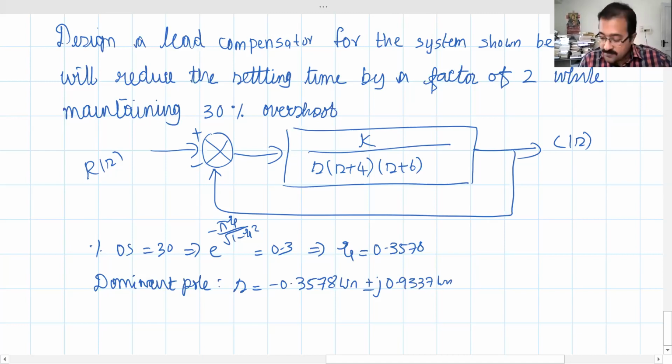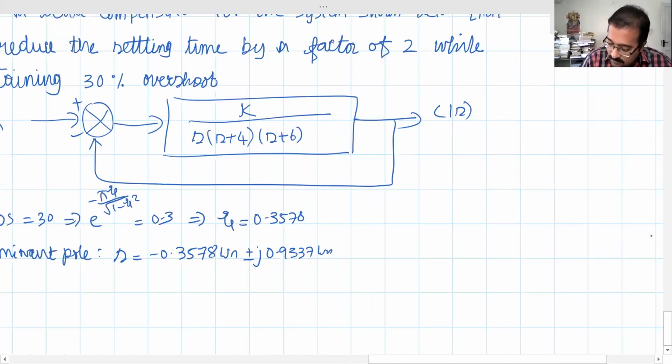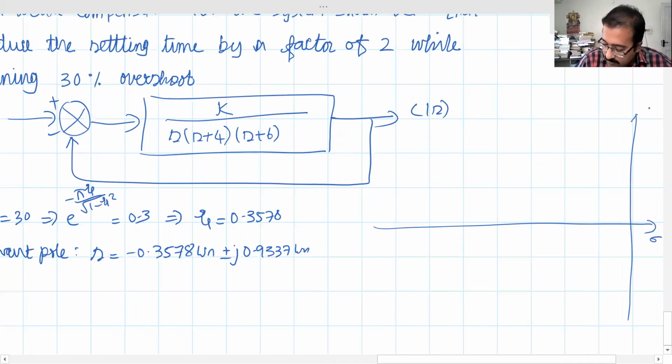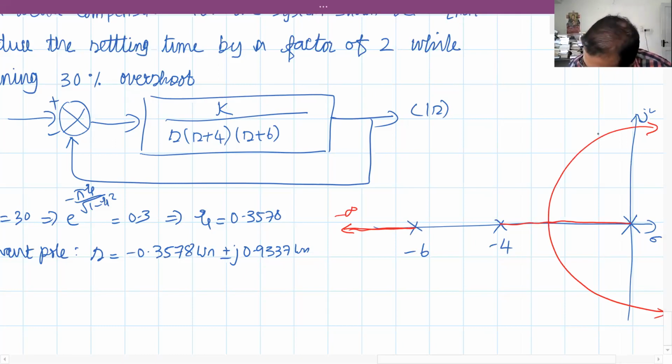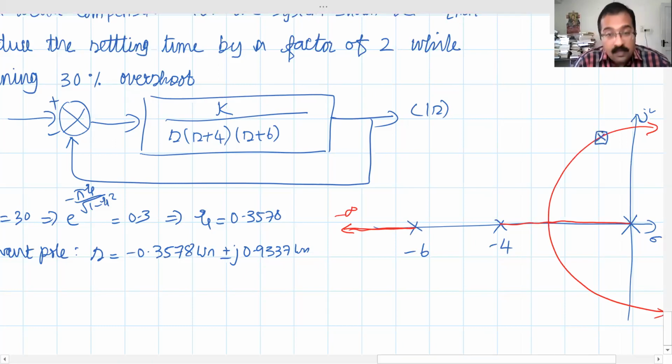Now let us draw the root locus for this. On the sigma j omega plane, open loop poles are at 0, minus 4, minus 6. We know what the root locus shape will be. One branch goes to minus infinity, one starts from here, one starts from here, and it will go like this. Now we have to find where our dominant pole is. The dominant pole is somewhere here. Keep in mind there will be a symmetrically opposite pole here as well, but we just need to consider only one.